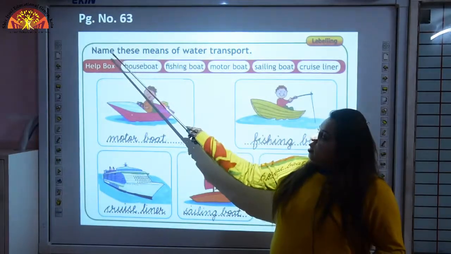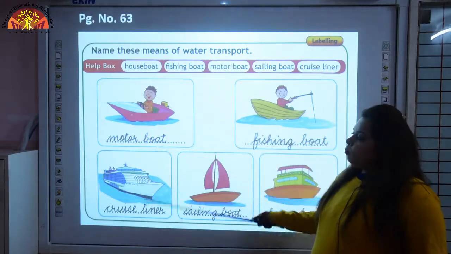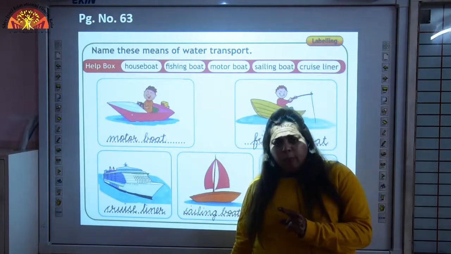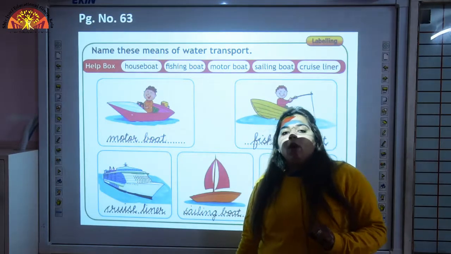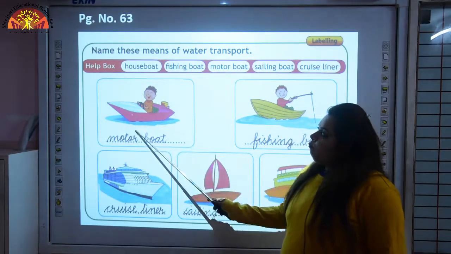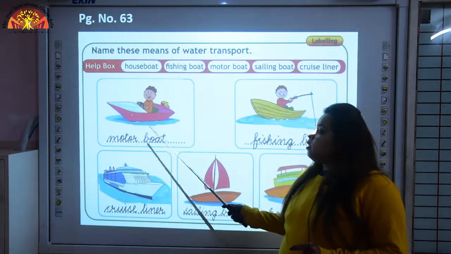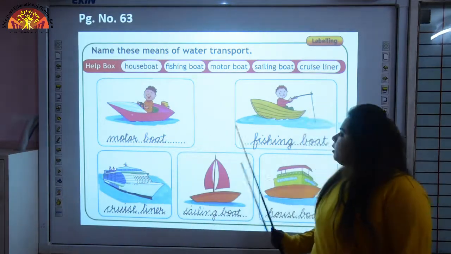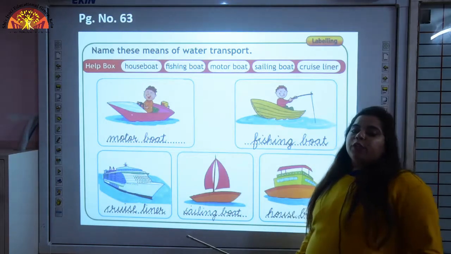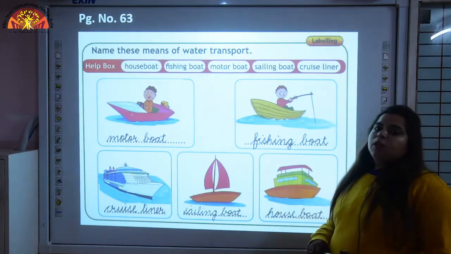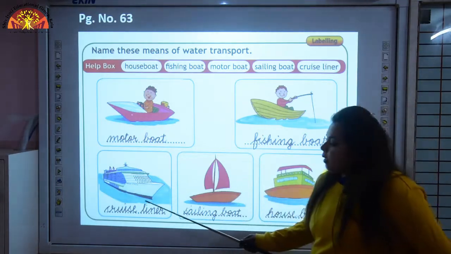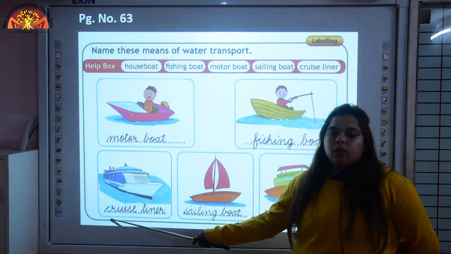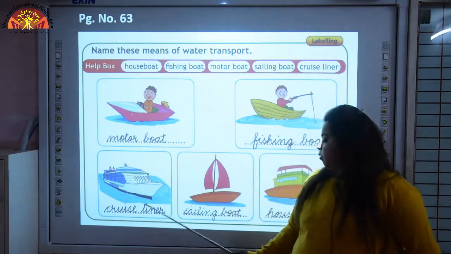Okay, let's see children. Name these means of water transport. Now as I told you, there are different means of water transport. We have to identify the picture and write the name of the water transport. This, which type of water transport is it? This is motor boat. So what will we write over here? We will write motor boat. This is a picture of fishing boat. So what will we write over here? We will write fishing boat. Next is cruise liner. This is cruise liner. So what will we write over here? We will write cruise liner.